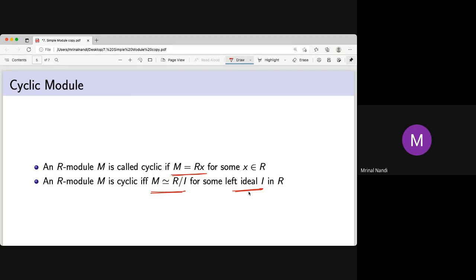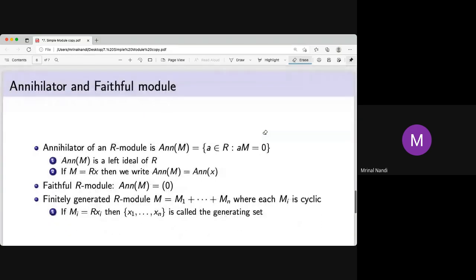So how do we prove this? Before proving that, let us say something about the annihilator. What is the annihilator? The annihilator of an R module M is the set of all a in R such that a M equals 0. So it annihilates M. If M is a cyclic module Rx, then instead of the annihilator of M, we just write the annihilator of x, which also annihilates M, because any element of M is just b x.